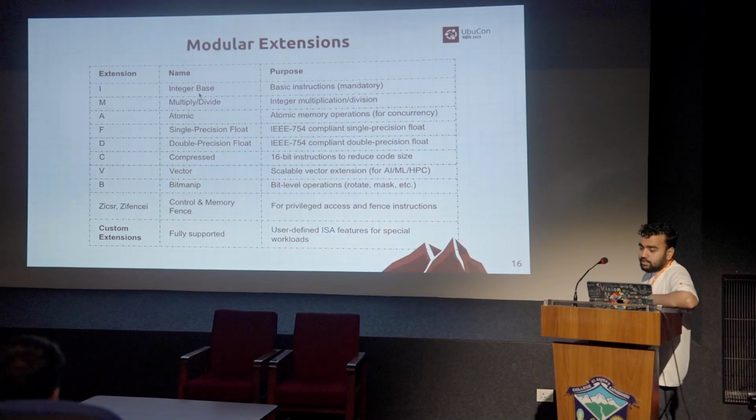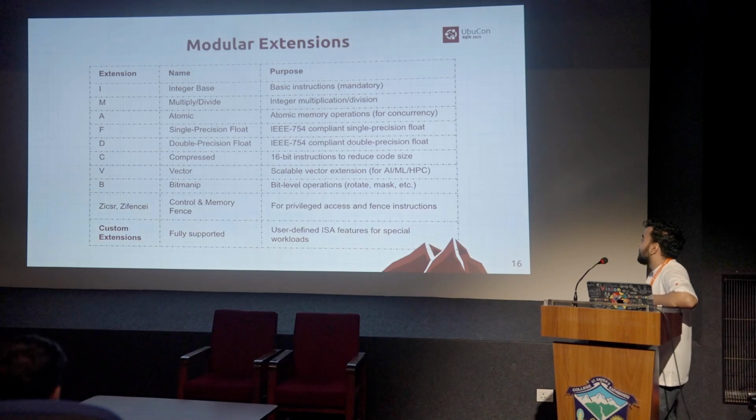So one of the extensions is integer base. It's basic instruction, and kind of mandatory because integer based calculation is primarily done every time. Then multiply and divide, and then atomic memory operations, basically used for concurrency. Then single precision float, IEEE compliant for IEEE 754. Then double precision float for IEEE 754, and then compressed for 64 instruction to reduce the code size when we are building our code base.